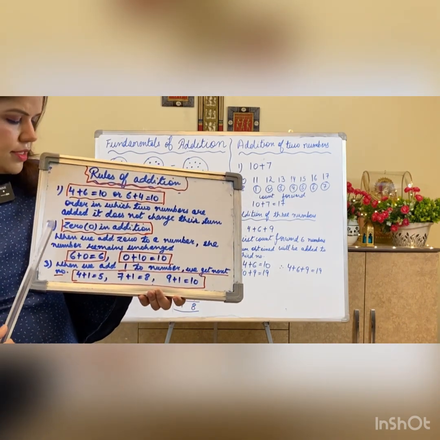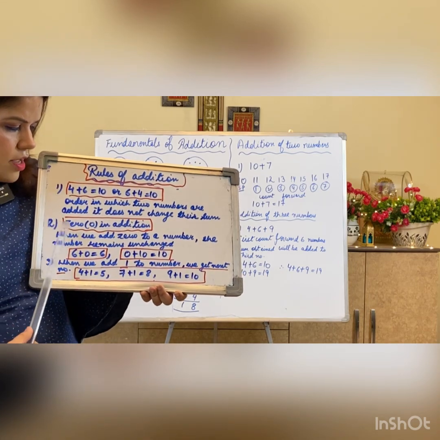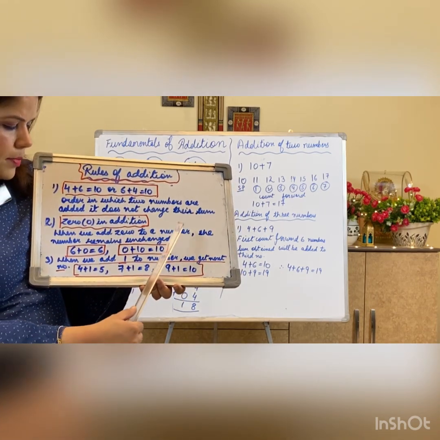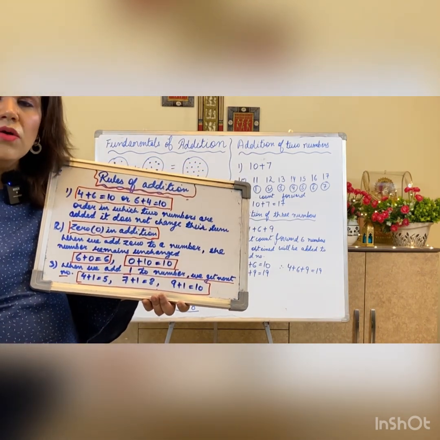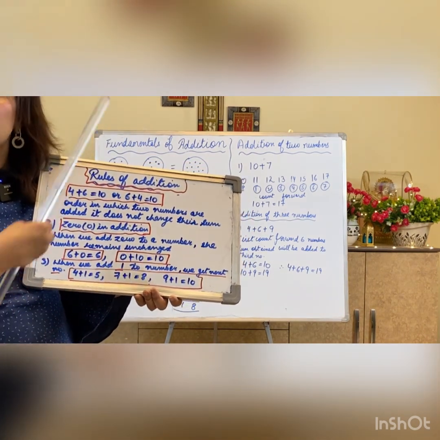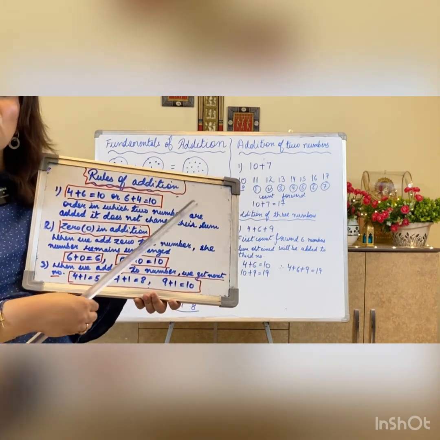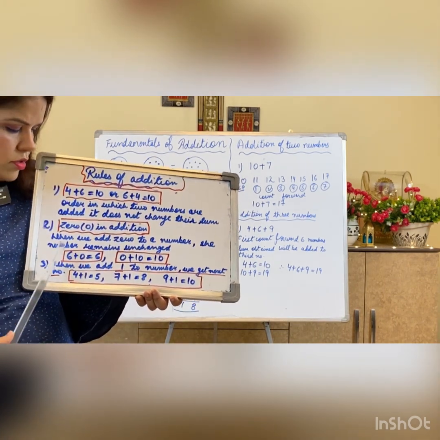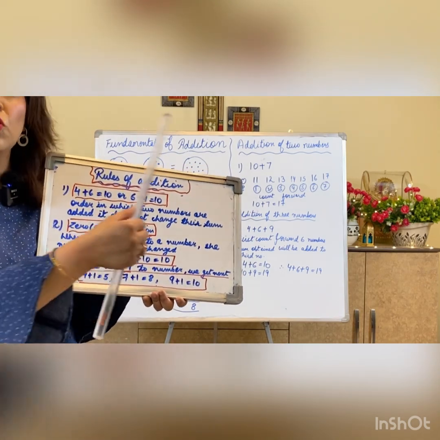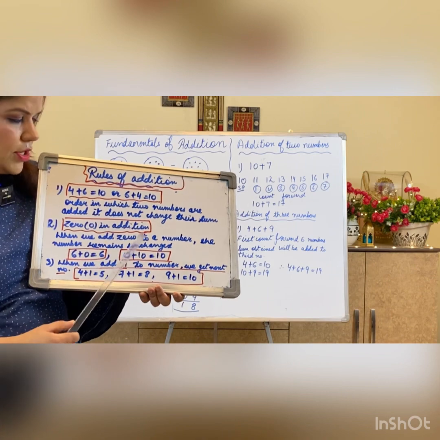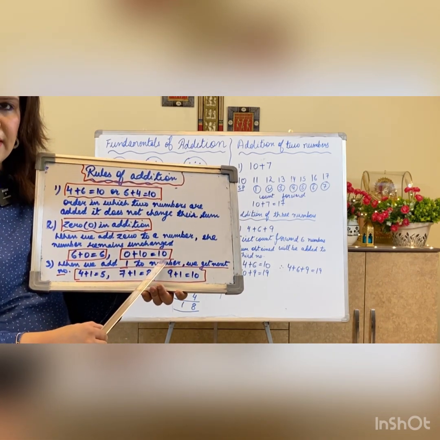The second is 0 in addition. Whenever we add 0 to a number, the number remains unchanged because 0 is not giving any forward counting to it. It is remaining at the same place. We are not moving ahead. So 6 plus 0 will remain 6 because we didn't move ahead, not even a single point. Same way 0 plus 10 will remain 10.